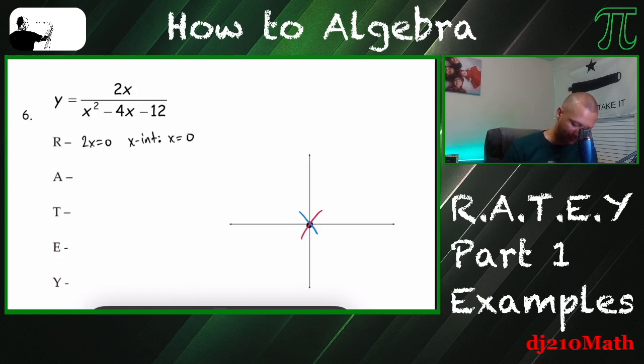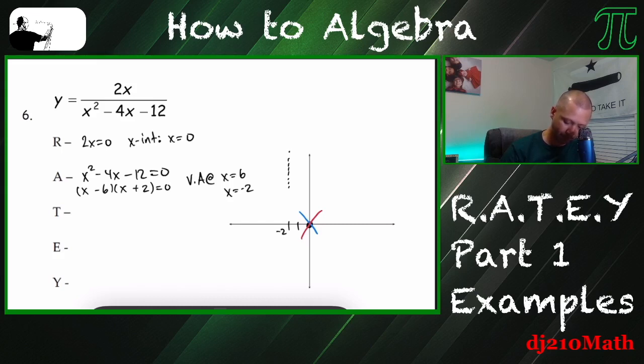We have a vertical asymptote when the denominator is 0. So factor this: two numbers that multiply to make -12 that add up to -4. So -6, +2. This means there are vertical asymptotes at x equals 6 and also x equals -2. So this one's starting to look crazy as well, because now we have 2 vertical asymptotes as opposed to 1.